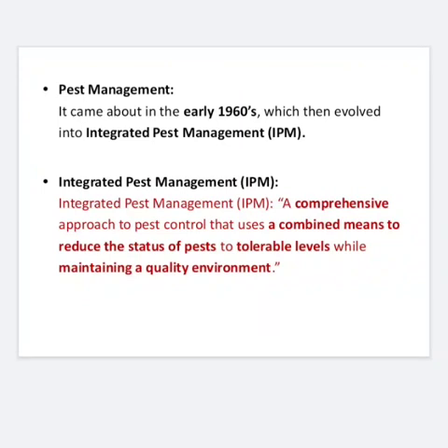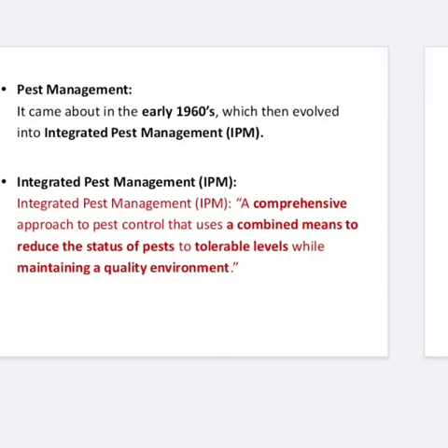Let's see the IPM definition. It is a comprehensive approach, that means it includes all, to pest control, that uses combined means, that is biological, physical, chemical, etc., to reduce the status of pest to tolerable levels while maintaining a quality environment. While recalling the definition, you must keep it in mind: create questions. What is it? Why and how is it being created? So it will be easier for you to recall the definition.